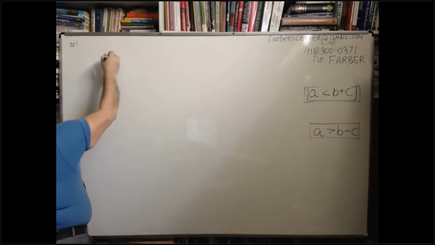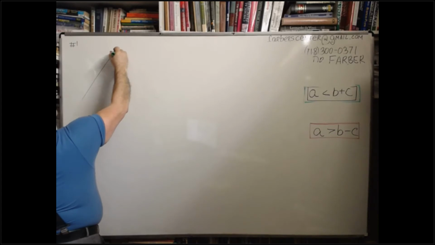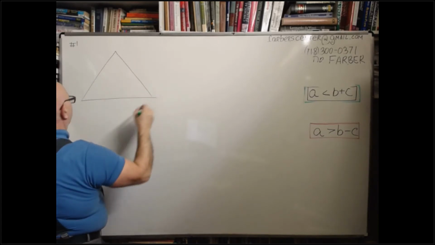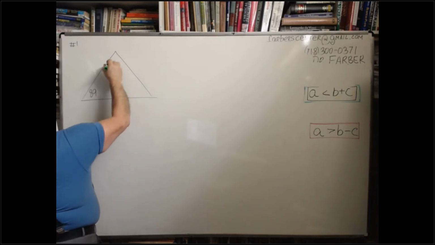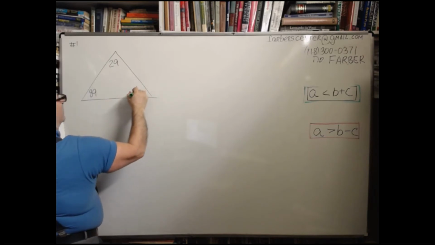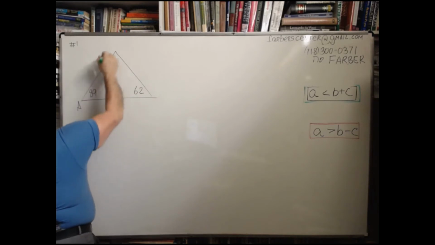1 triangle is, let's say, again not to scale, 89 degrees, 29 degrees, and 62 degrees. And this triangle is ABC.